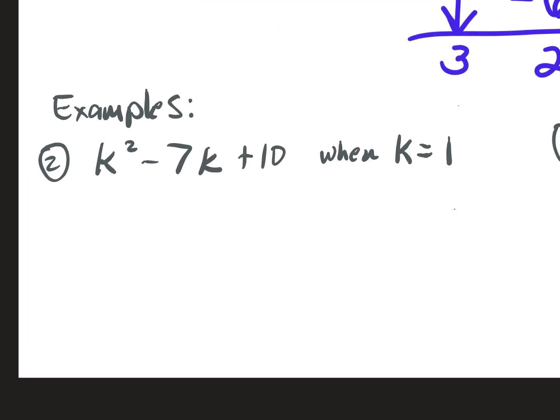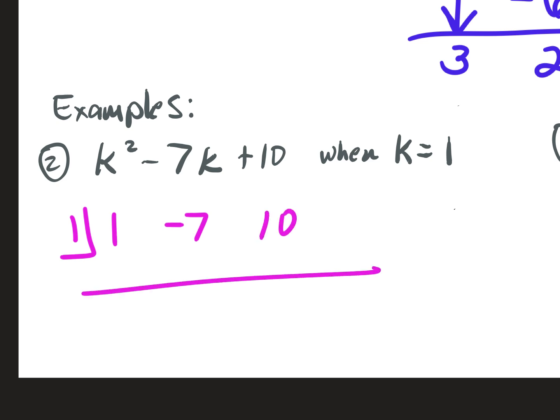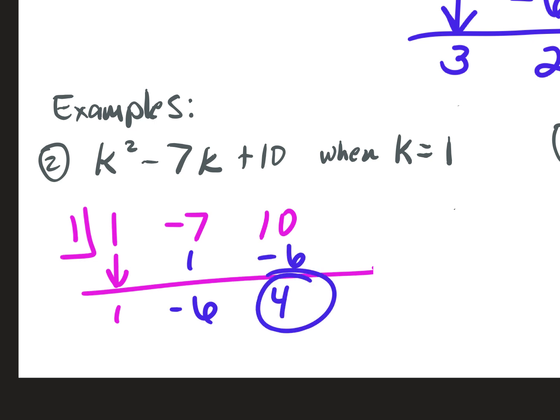What do I put in the corner? 1, okay? Write out your coefficients. What's the coefficient of k squared? 1. Coefficient of k? -7, and your constant? 10. Bring that first term down, multiply to the corner. What is 1 times 1? 1. -7 and 1 is? Perfect. -6 times 1? -6. 10 and negative 6 is 4. That's the only thing we care about.